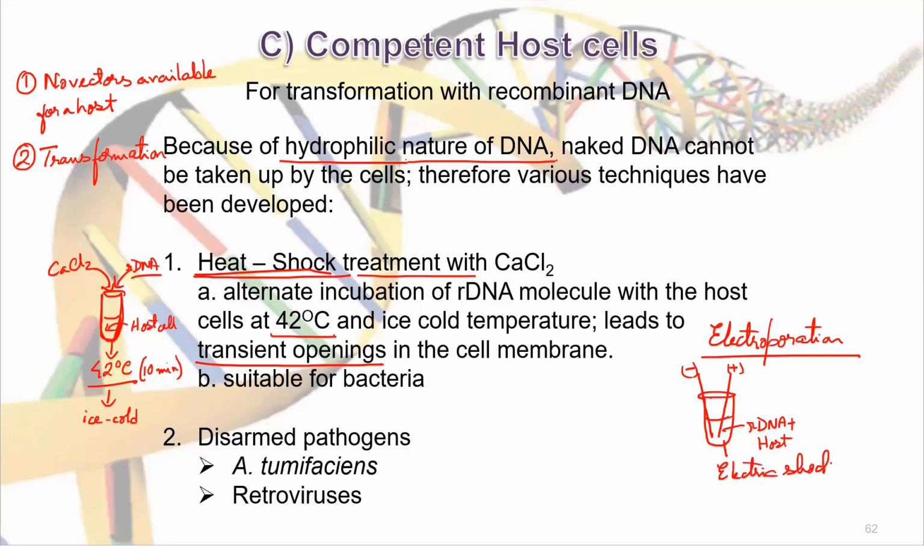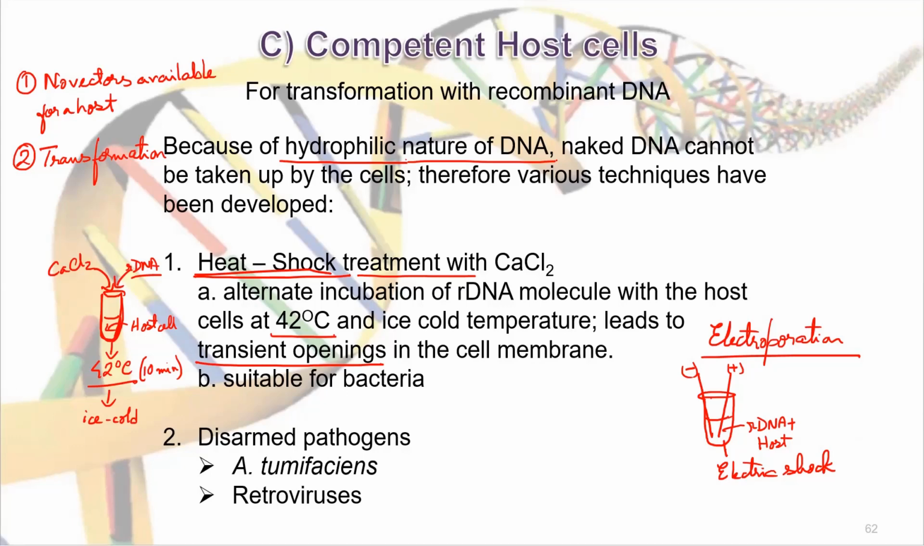So heat shock, electric shock, both are responsible for creating transient pores. Heat shock is a better method because in electric shock, many a times the cell gets destroyed. Now for bacteria, this is one technique which can be done so that the DNA will enter inside the cell.